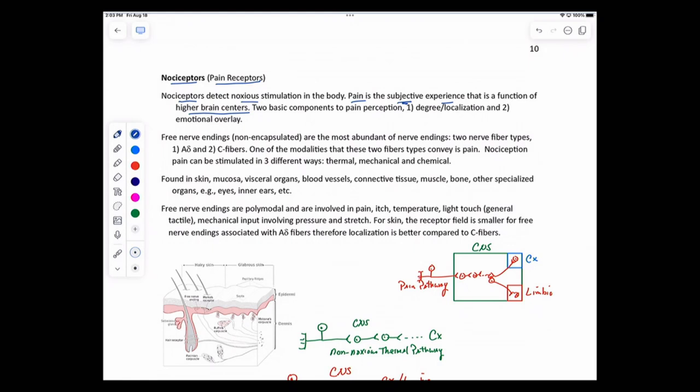So you have two basic components of pain perception. You have the degree and location of the pain. In other words, where am I experiencing pain? And again, that's going to be a function of the specific pathway of pain at a particular point in the body. And so maybe I am pricking my finger with a needle, and so that finger is going to be experiencing pain, but not really.